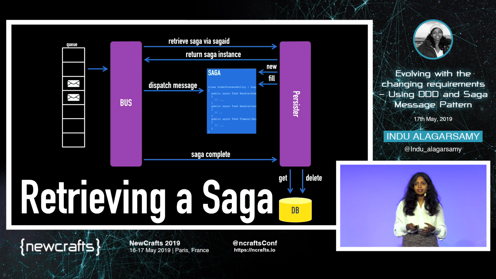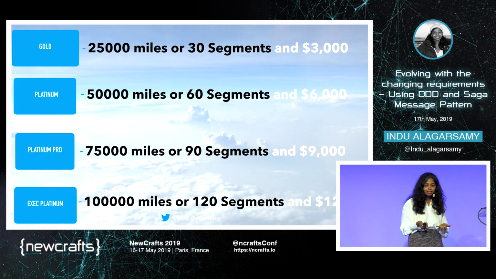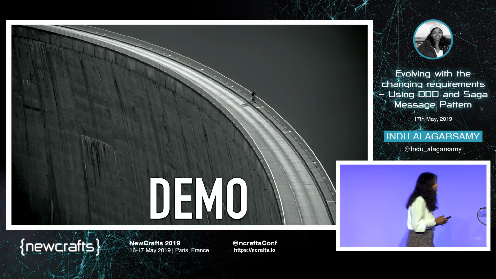Again, NService Bus is for .NET. You have other messaging systems available for .NET. Mass Transit is also one of them, and they have a similar Saga pattern as well. So again, let's go back to this requirement, and let me show you how.